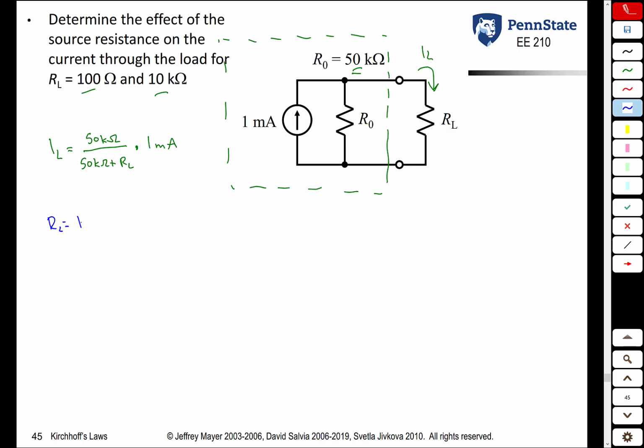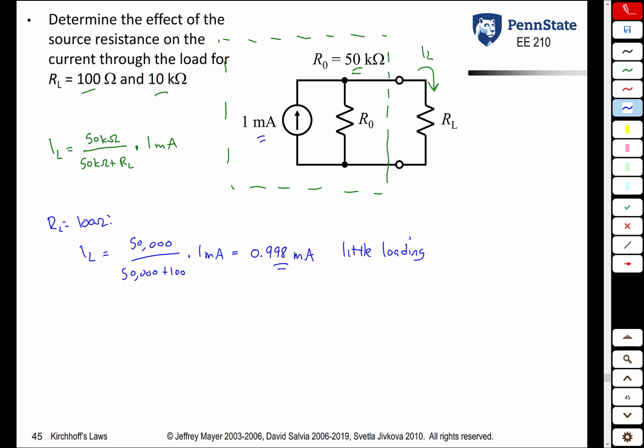So when RL is equal to 100 ohms, what do we get? The actual current through the load is going to be 50,000, the other resistance, over the sum of the two, 50,000 plus 100, times 1 milliamp, or 0.998 milliamps. So once again, the available current to drive the load is a little bit less than the nominal value. And once again, we call this loading when we see that there's a little bit of loading.